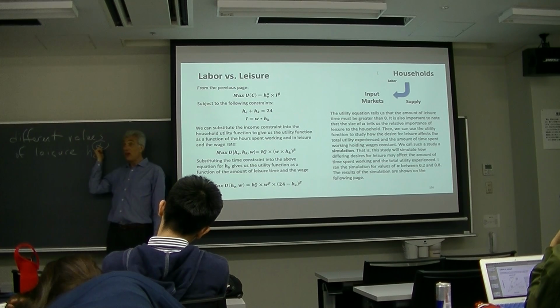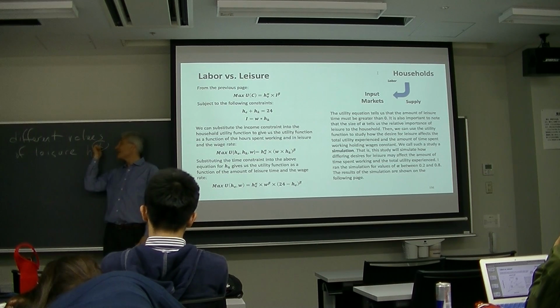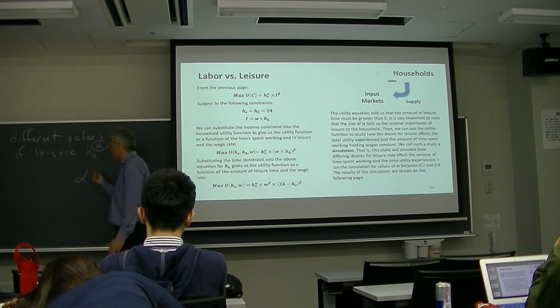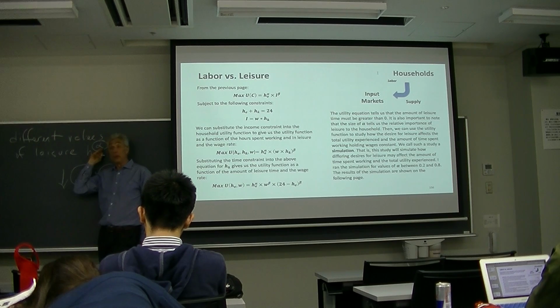If we put less value on leisure, what's the opportunity cost of leisure? Work. The opportunity cost of leisure is work. Remember, alpha plus beta equals 1. That's our assumption. If we make alpha lower, then we make beta larger. So we're creating a model that tells you the relative value that we put on leisure and work.